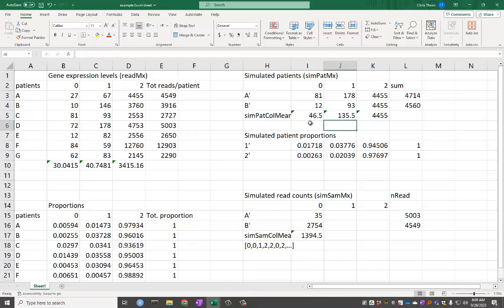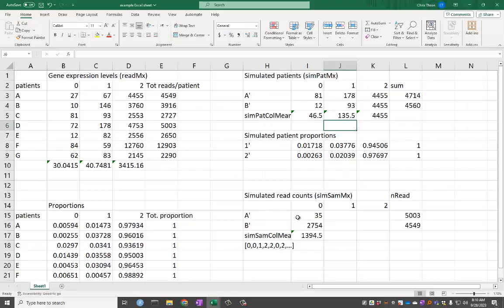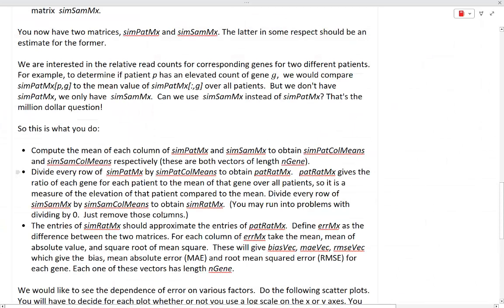And there's a way to do that efficiently in Python. So try to do it as efficiently as possible. You should be able to do it without a loop. Every time you do a loop, you're losing time. So you're going to create those ratios, pat-rat mix and sim-rat mix. You're going to do the same thing with this one also, and that will give you your ratios.